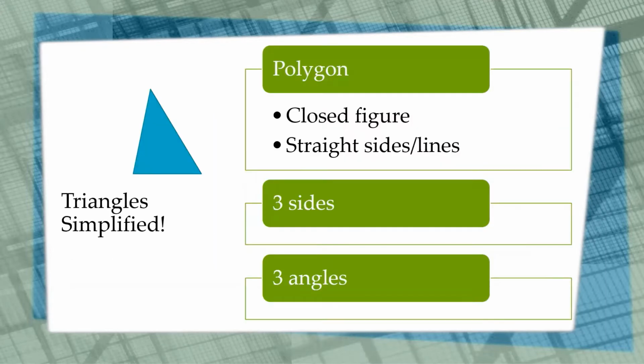In its most simplest form, it is called a polygon, and the definition of the polygon is a closed figure with some straight sides or lines. So a triangle, because it's made of 3 straight lines and it is closed, it is considered a polygon. And because it has 3 sides, it also has 3 angles.